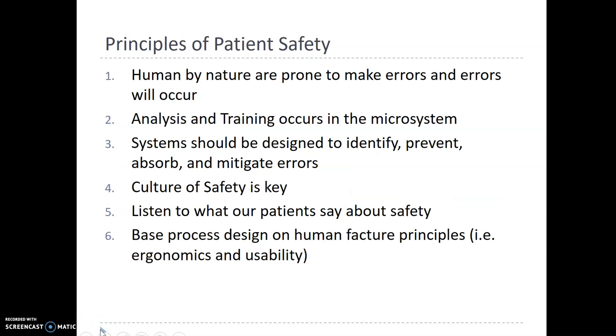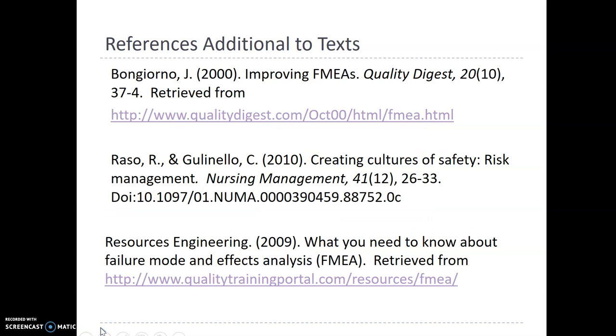There are several principles of patient safety listed here, and importantly, we need to listen to what our patients say about safety and base our process designs on any human factor principles like ergonomics and usability. I hope this has helped you to understand a little bit about the risk anticipation process. Your textbook readings and other assigned readings will help you to further understand the importance of the role of the CNL in risk management and risk anticipation.